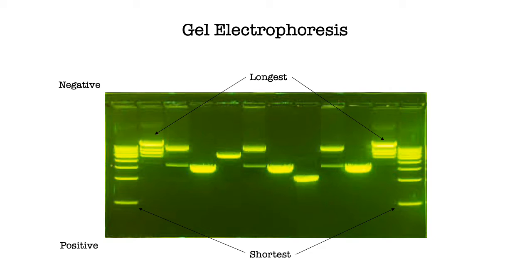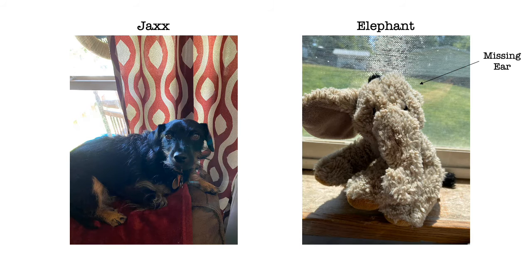These variations and repeats can be used to help identify the perpetrator of a crime. Today we are going to look at a case that used DNA fingerprinting to discover who damaged another's property.